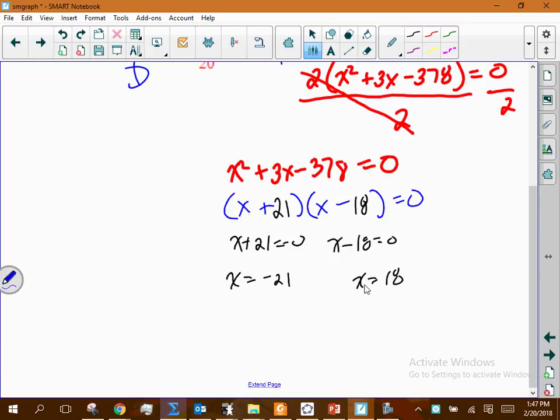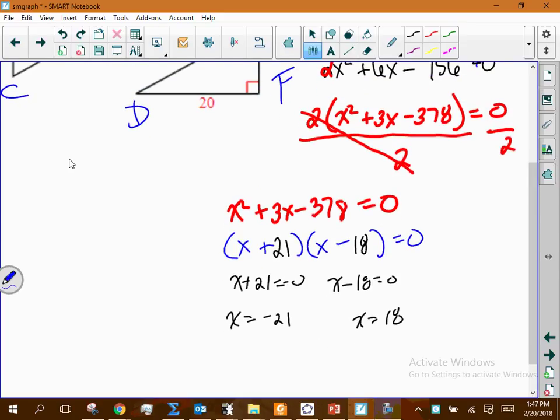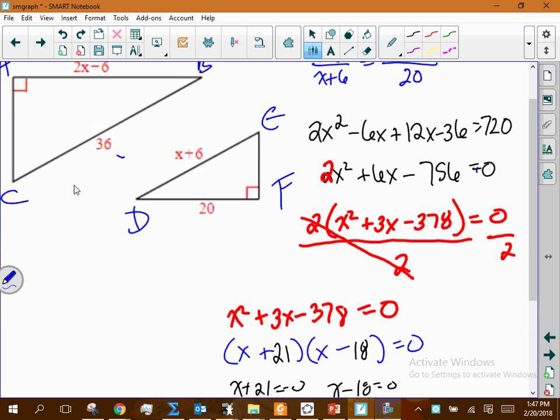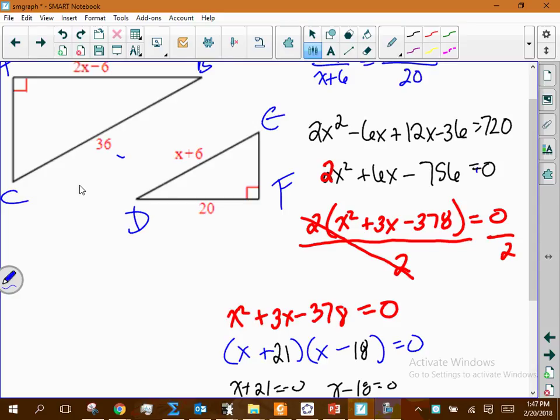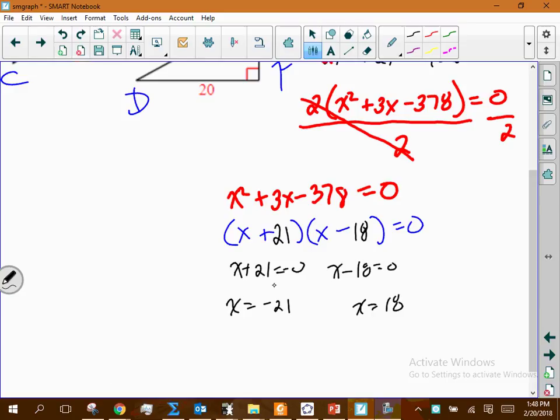Now the question says, type your answers in using a comma if needed. Is there a comma needed here? Do you need to check to see if the answers are right? Yes, I do, because can't one of them not work? Negative 21 plus 6 gives me negative 15 right there, right? Can I have a length of negative 15? No. So negative 21 is an extraneous solution. We get rid of it. 18 is the only one that works for this problem.